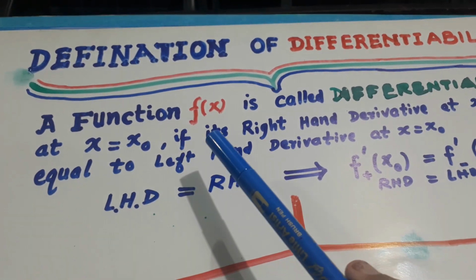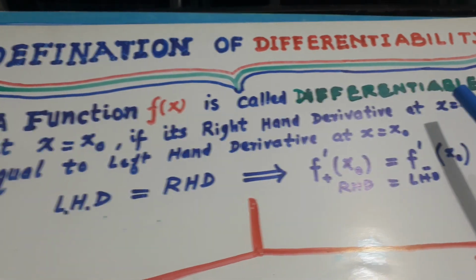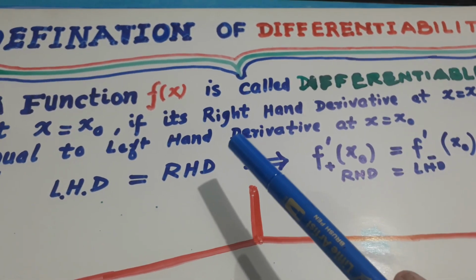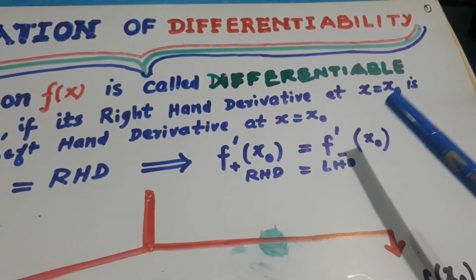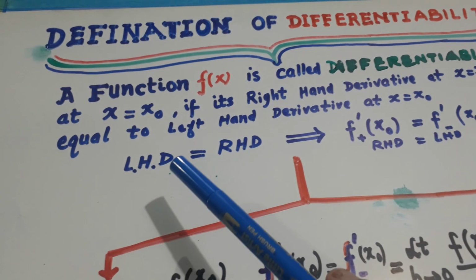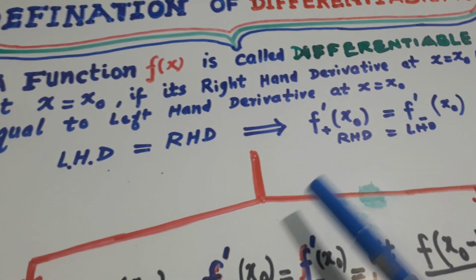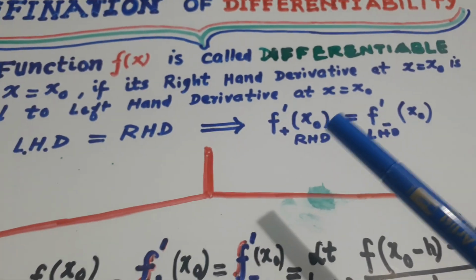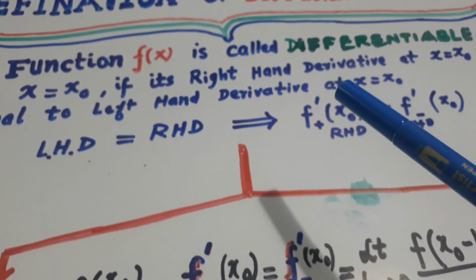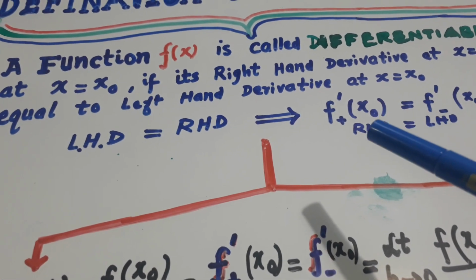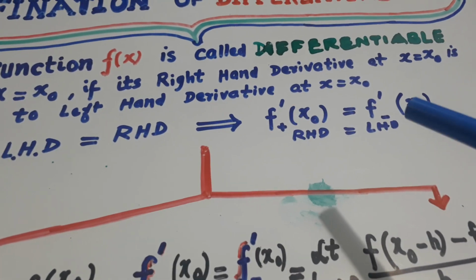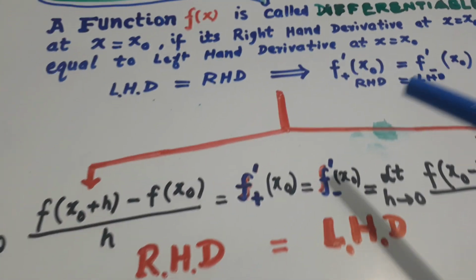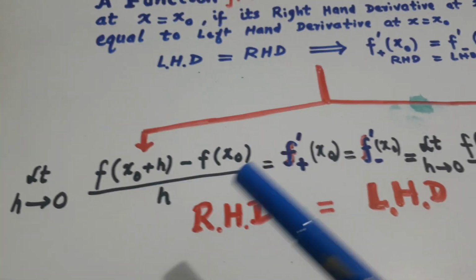A function f(x) is called differentiable at x = x0 if its right hand derivative at x = x0 is equal to its left hand derivative at x = x0. Derivative is written with a dash. When it is the right hand derivative you put a plus, and when it is the left hand derivative you put a minus. So at the point x0, here is the formula.